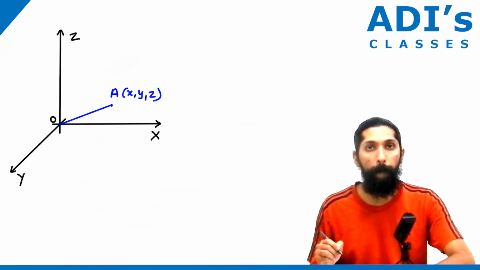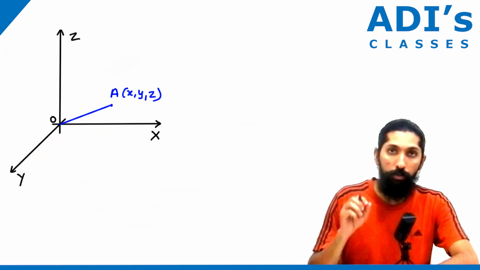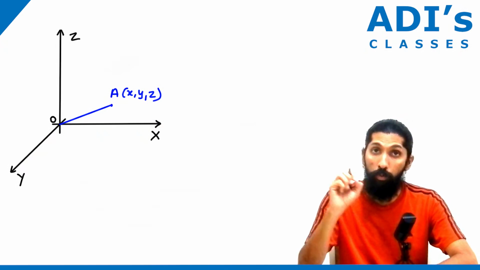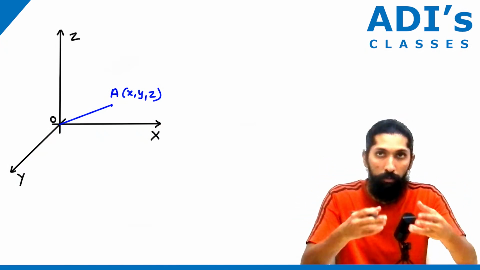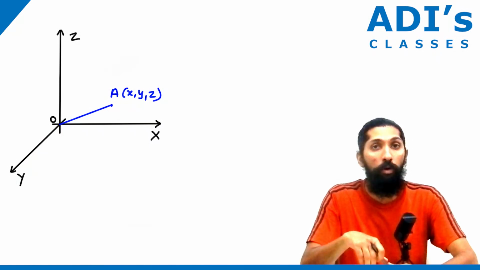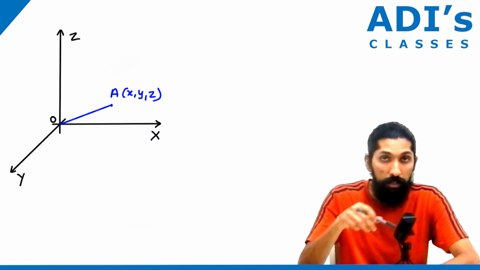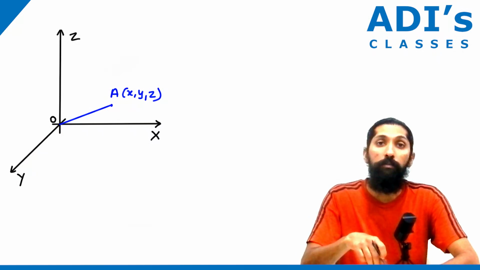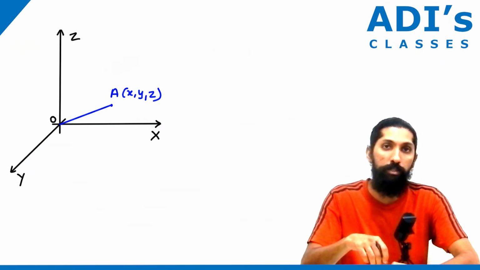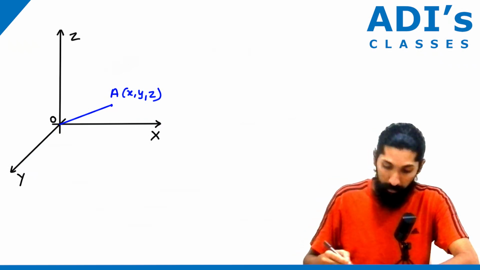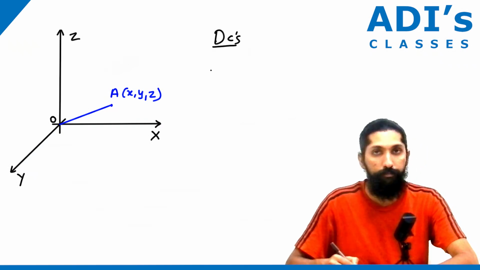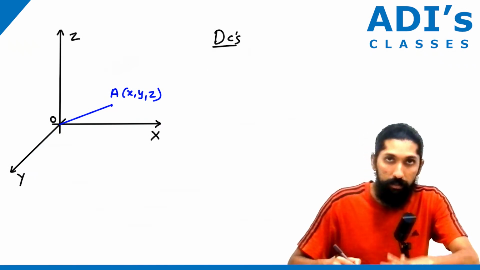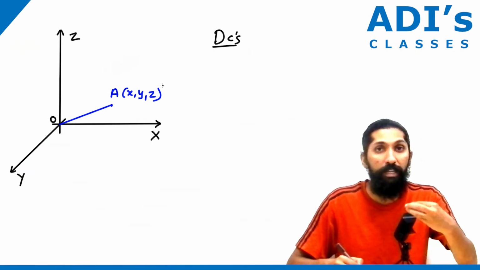Origin is O. Now, to define that line OA in space, there are certain rules and regulations, which you have already learned the basics of in the last chapter. That means we are talking about direction cosines. Here again, you are introduced to direction cosines, DCs. What exactly is direction cosine? Now we'll look into it in detail.